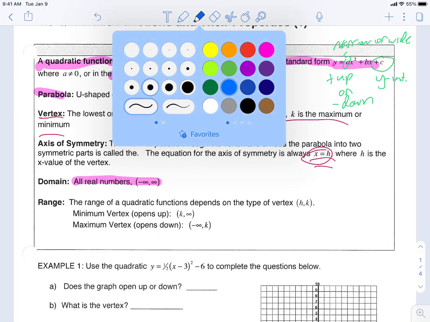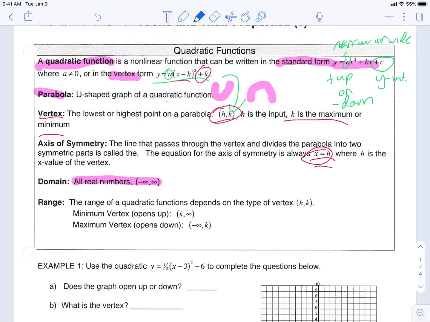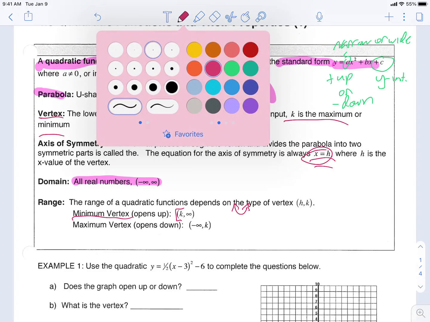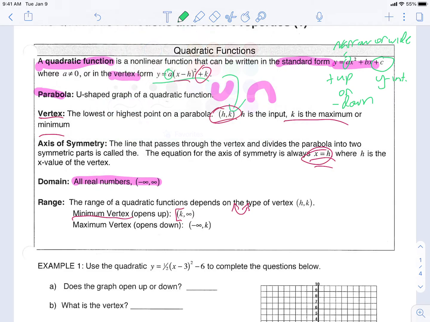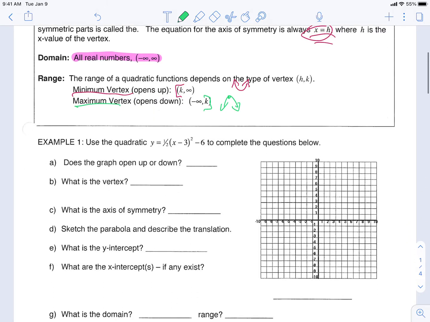And now for the range, this is also not too bad once you find the vertex, because if it is a minimum vertex, that means that the graph opens up like this, and it goes from k with a bracket, so make that adjustment here, the bracket, and then k to infinity. And if it is a maximum vertex, it looks something like this. Okay, and there's your vertex, and it's negative infinity to k, again in a bracket, so please make that adjustment there. All right, so now let's go ahead and try some of these problems.